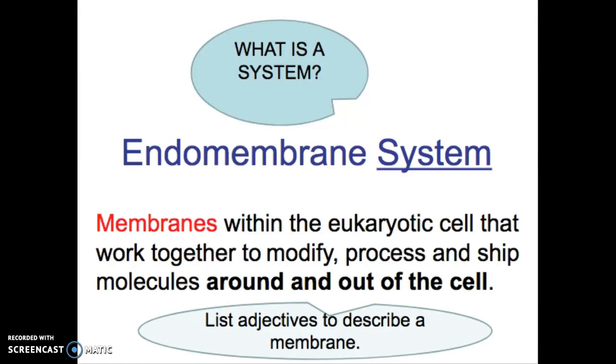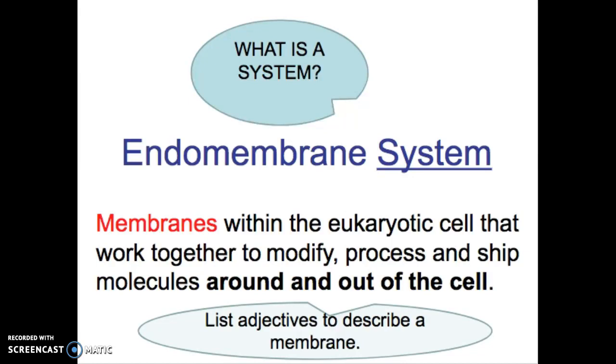All right, so the endomembrane system. Membranes within the eukaryotic cell that work together are known as the endomembrane system. So it's multiple organelles, and they work together. They're going to modify, process, and ship all sorts of stuff around the cell. The most common stuff that they're shipping is proteins, but they ship other molecules as well.